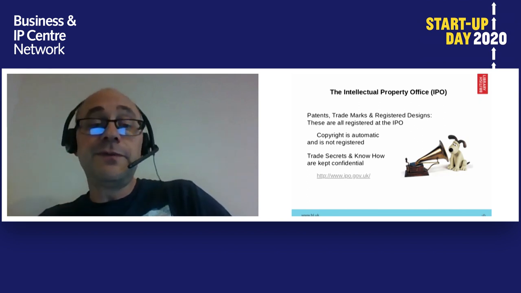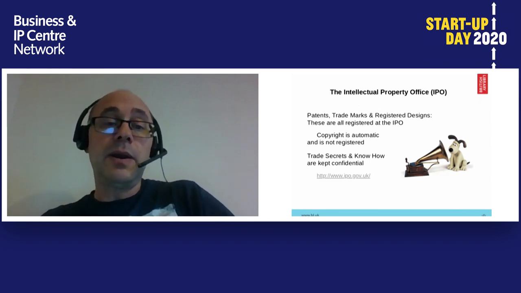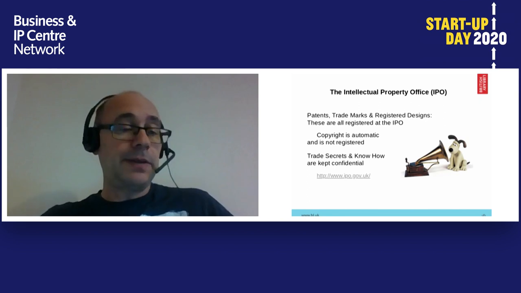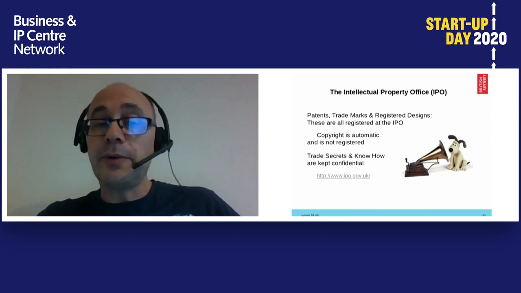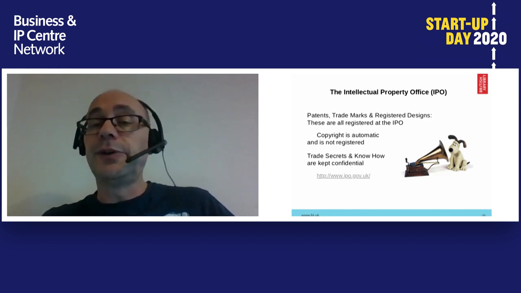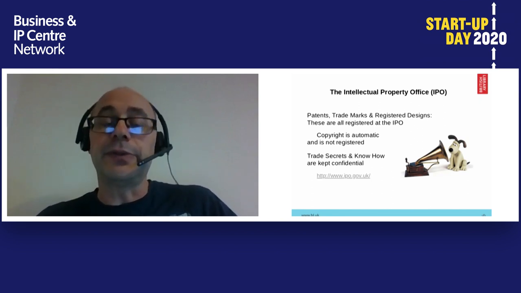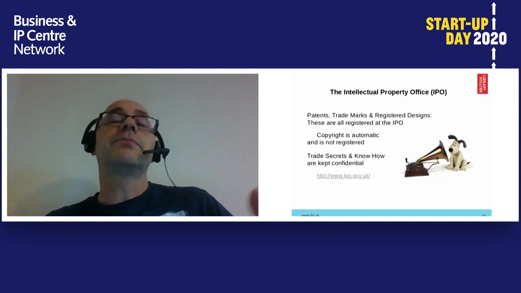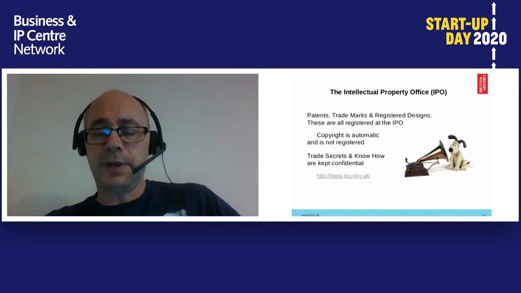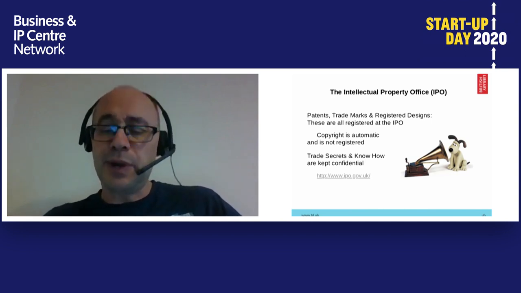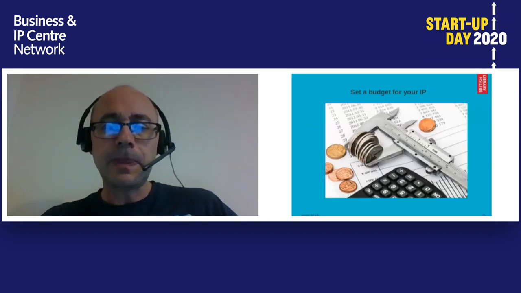The other three forms of IP here are non-registered rights, and they are copyright, trade secrets, and know-how. And we'll see why they're considered not registered. The basic answer to that is you don't have to go to the IPO to register them. As soon as you create, it's yours. But we'll look at how you can work that out in practice as we go through.